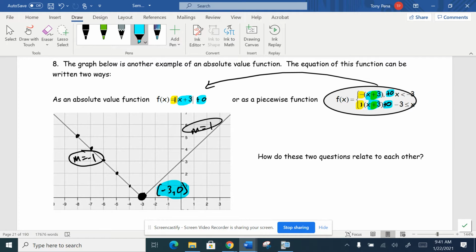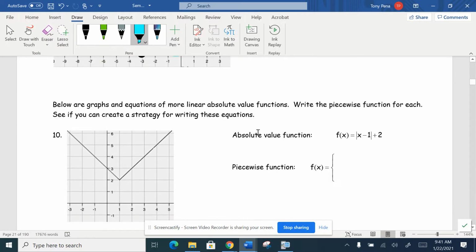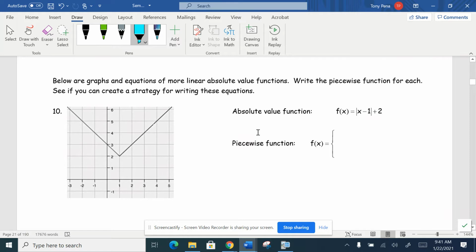Thank you. So what we want to be able to do now is go to some of these and see if we can put these ideas together. Okay? So this says, below are the graphs and equations of more linear absolute value functions. Write the piecewise function for each. See if you can create a strategy for writing these equations. That's kind of what we were referring to above.